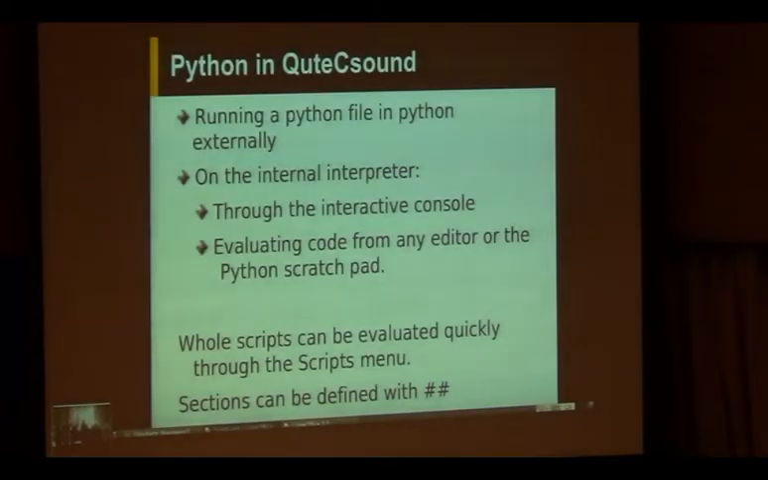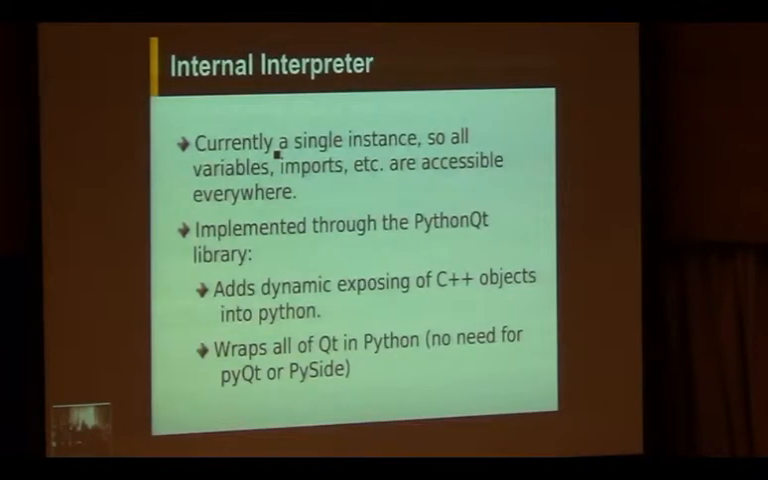As you see, the internal interpreter is currently a single instance, so all variables, imports, and all the state of the interpreter is the same, and it's accessible everywhere, no matter if you're doing it from one of the editors or the interactive console. This internal interpreter is implemented through the PythonQt library, which is a library that exposes C++ objects dynamically into Python. And it has the additional benefit of wrapping all of Qt in Python.